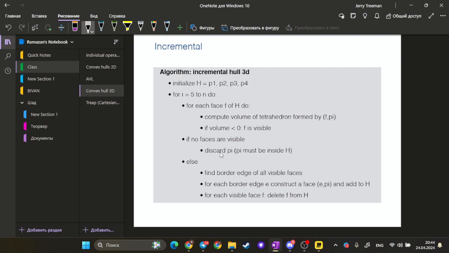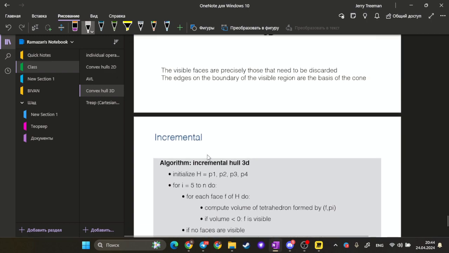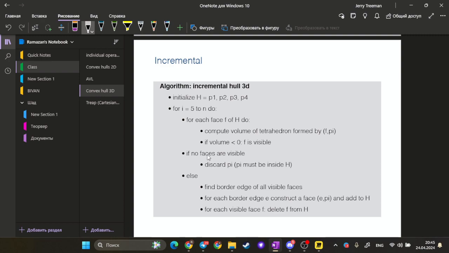If no faces are visible, discard P. P must be inside H. Yes. Find the border edges of all visible faces. For each border edge, construct a face with P. I think if you implement this algorithm, you can easily understand how to do the step, how to find out the criterion.